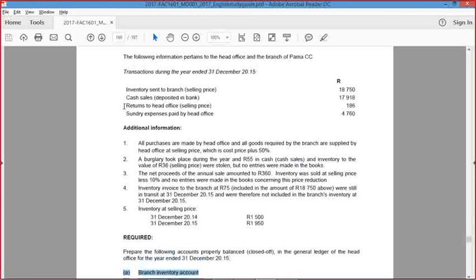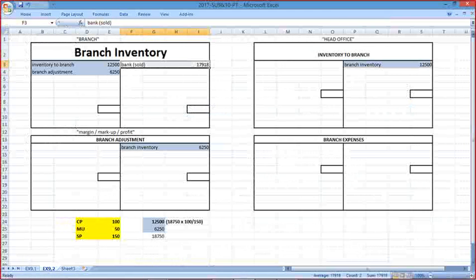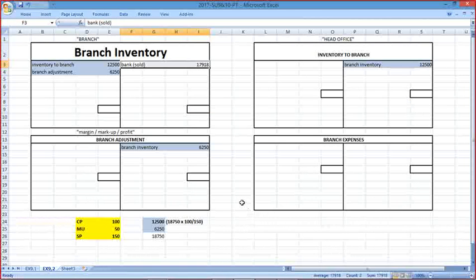Next. Okay, so next is returns to head office. So now I would debit the inventory to branch account. Good. With cost or with markup? Well, they said they had selling price, but they will only take it back at cost, I suppose. Yes, that's correct. Good. So what was the amount including markup?